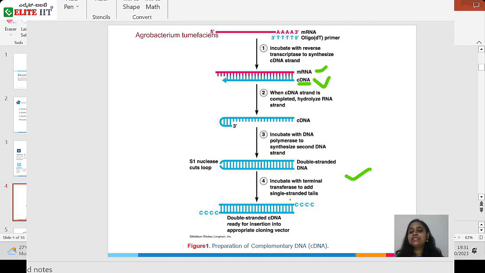Now, double-stranded cDNA is ready for insertion into the appropriate vector. So whenever you are talking about mRNA cloning, that means you have to convert it into double-stranded cDNA. Only then can it be inserted into any plasmid. Okay, so this is called the cDNA.